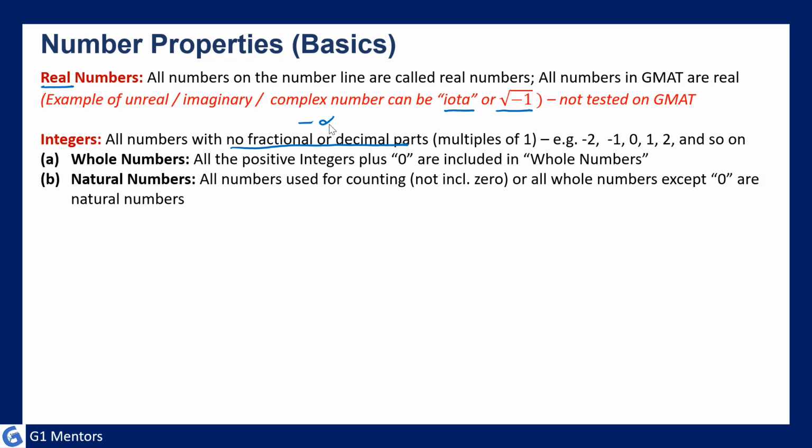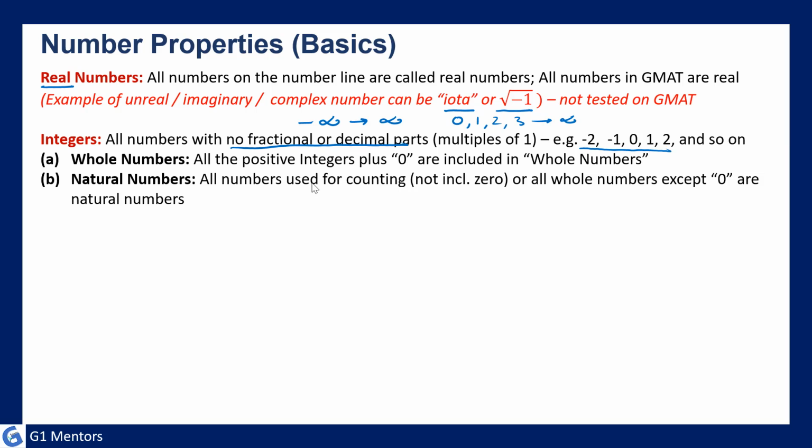That is, all the numbers from -infinity to infinity which are not fractions or decimals are called integers: -2, -1, 0, 1, 2 and so on. Whole numbers are the positive integers plus 0. So for example, whole numbers can be 0, 1, 2, 3 up to infinity. All positive integers including 0 are called whole numbers.